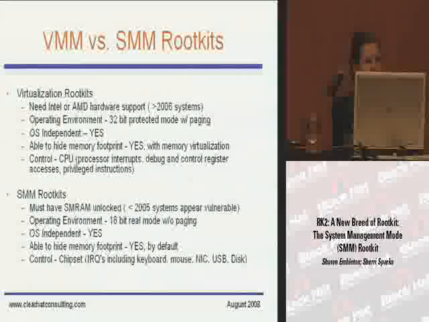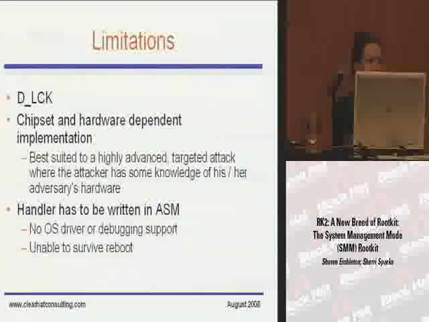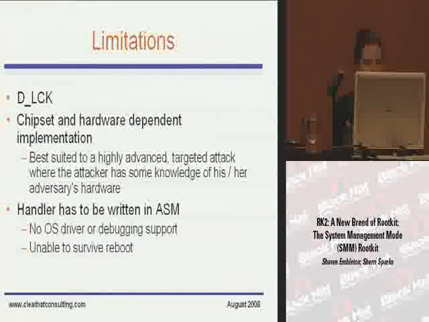And there's probably some other chipset data structures that we could play around with. Probably the biggest limitation to our rootkit is, of course, that DLock bit. There's not a documented way of unlocking DLock. Also, the fact is that we are chipset and hardware dependent, so that's another limitation. This type of rootkit is probably still best suited to a targeted type of attack, where you have some knowledge of your adversary's hardware.